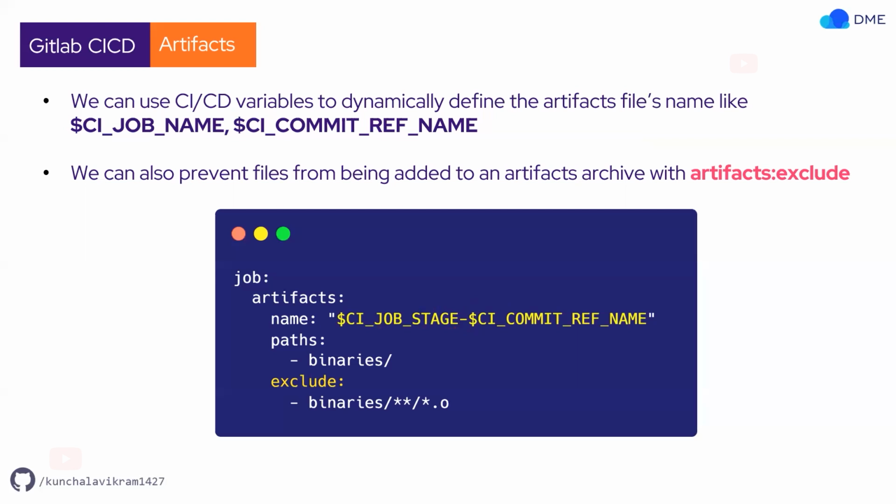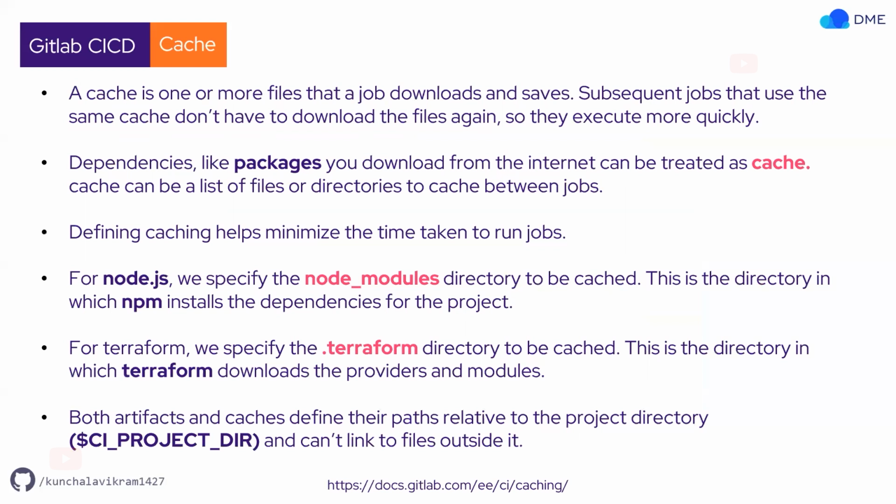Now understand what is cache. Cache is also something similar to artifacts. You have some data present in one job and you want the data to be shared to the other job, but here cache is mainly used for files that you download from the internet.